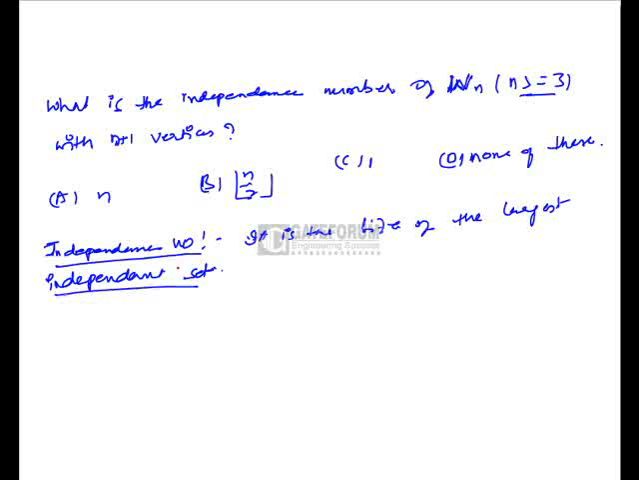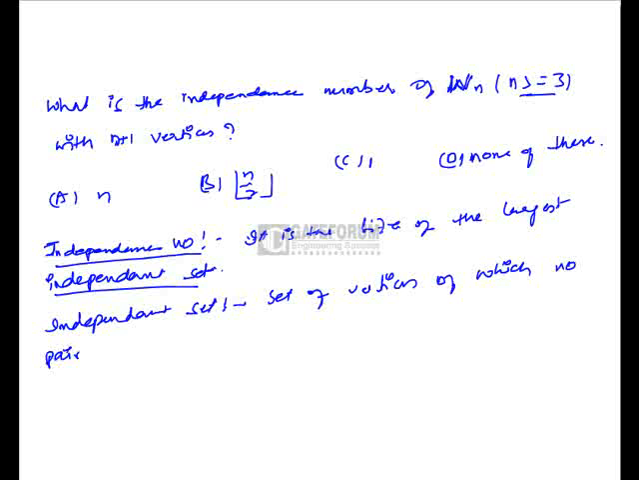What is an independent set? Let us write the definition for independent set also. Independent set: a set of vertices of which no pair is adjacent.